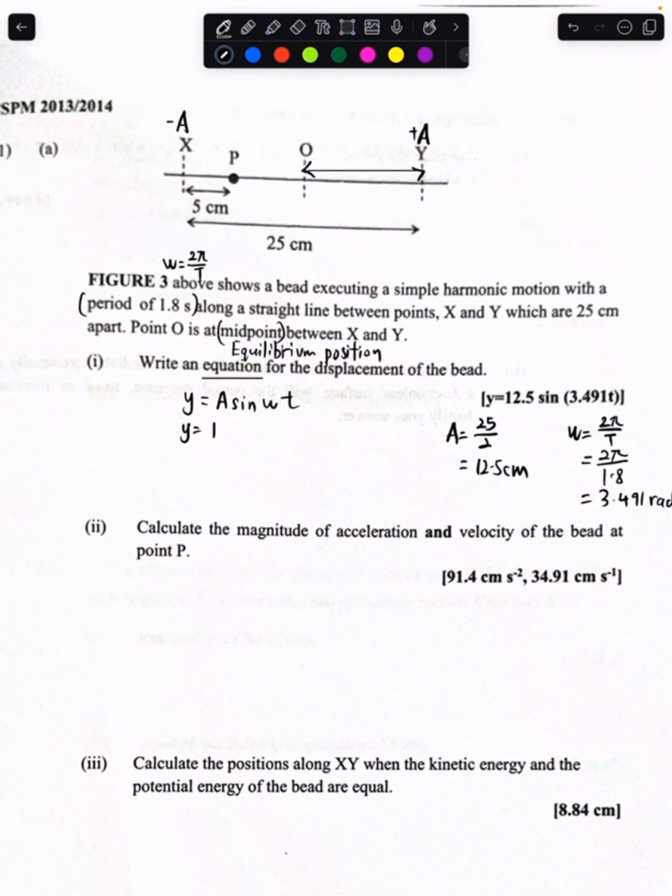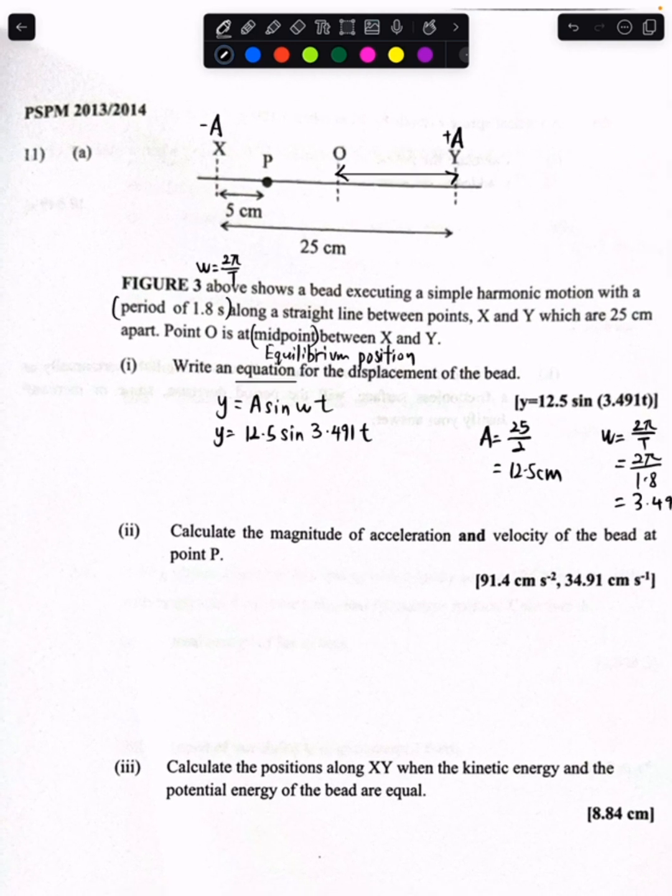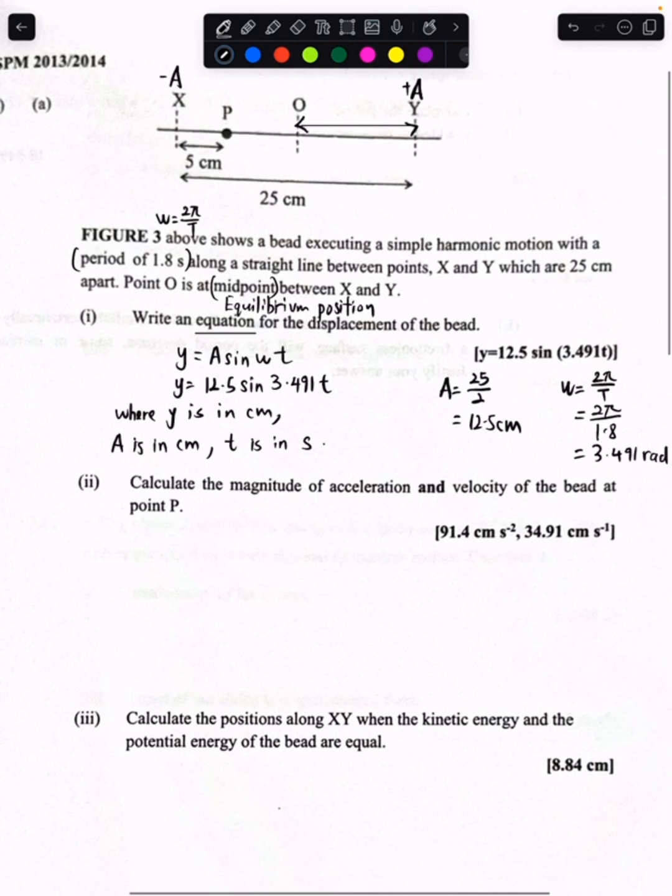Okay, so we just substitute into the general formula. y is equal to 12.5, the amplitude, sine, omega is 3.491, and t, and there you go. This is the equation. But don't forget to write the statement, which is where y is in cm, amplitude is in cm also, and the time is in seconds. And that's it, our first answer.